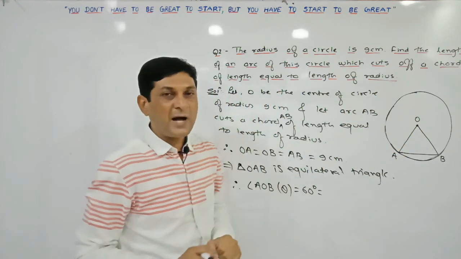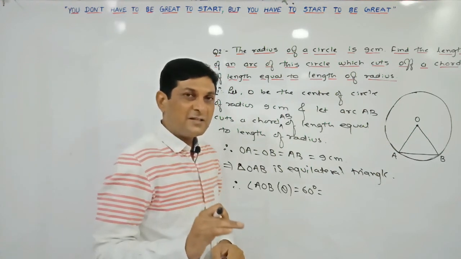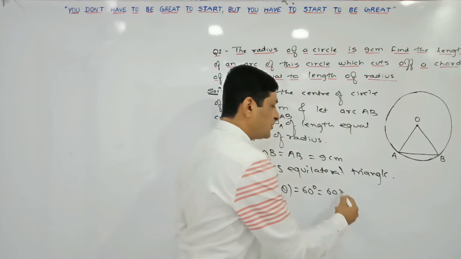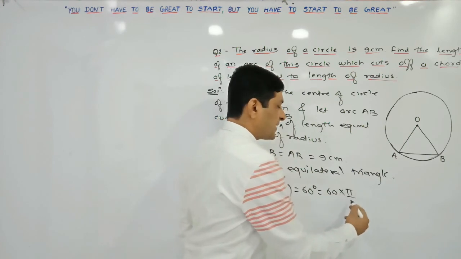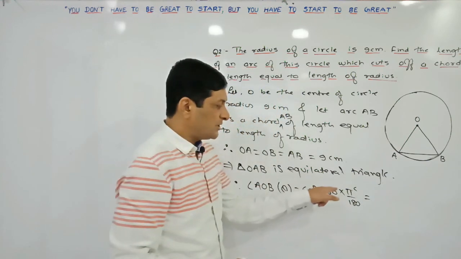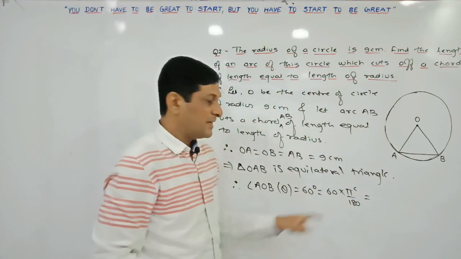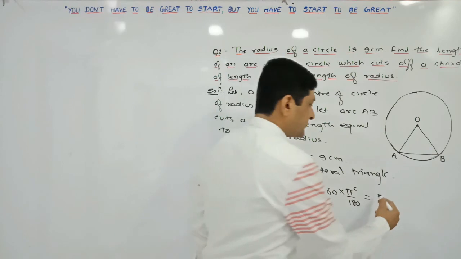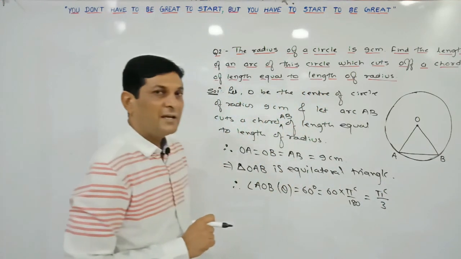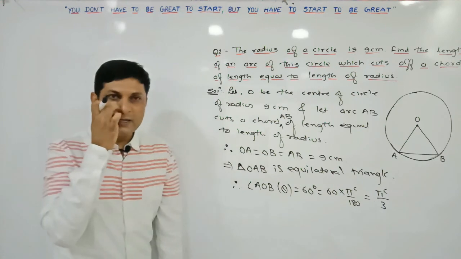Now once this angle is known to us, to apply the formula S is equal to r theta, we will require the value of theta in terms of what? Radian. So convert the degree measure into radian. For that purpose, multiply by pi by 180. Degree will get converted into radian. Both the numbers are divisible by 60. 6 1s are 6 and 6 3s are 18. So what result are we getting? Pi radian upon 3.